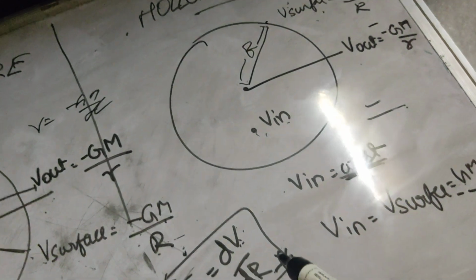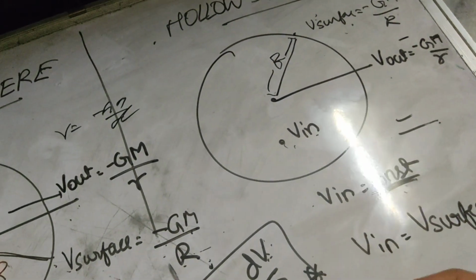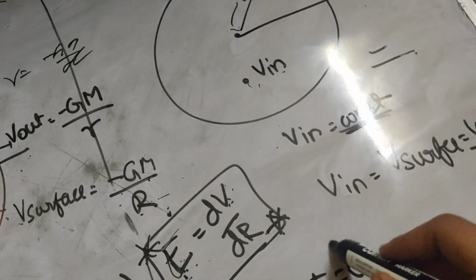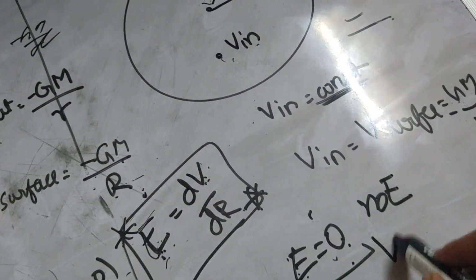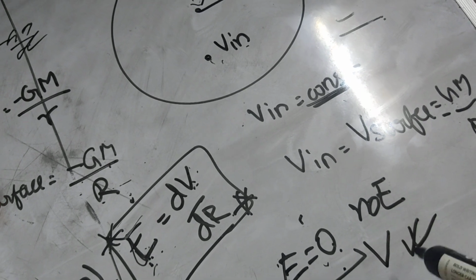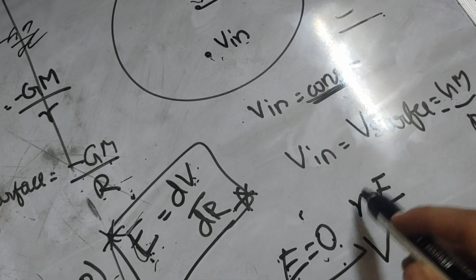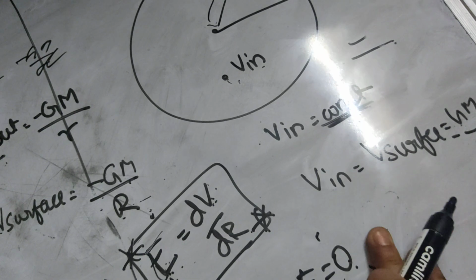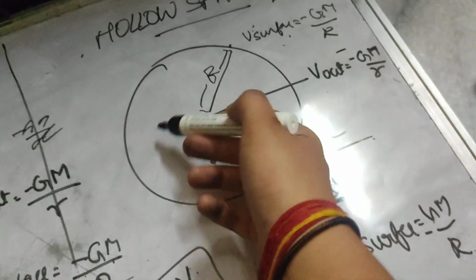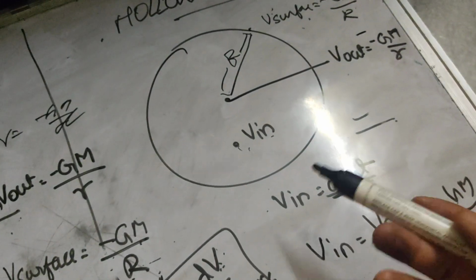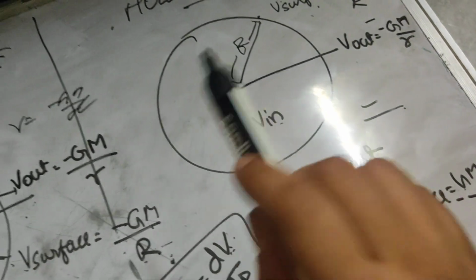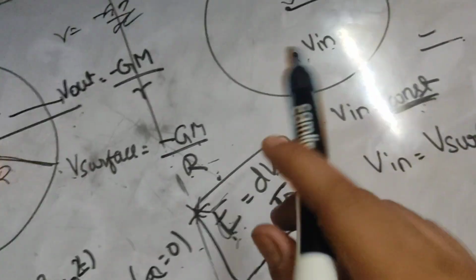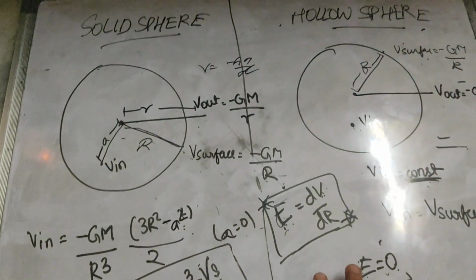inside of the hollow sphere. So if the question is asked, are there any points existing with no field intensity but where potential is present? If they ask some question like this, no intensity but potential is there, yes, inside a hollow sphere there is no gravitational field intensity, but gravitational potential is present. Okay, easy. I hope this is very clear.